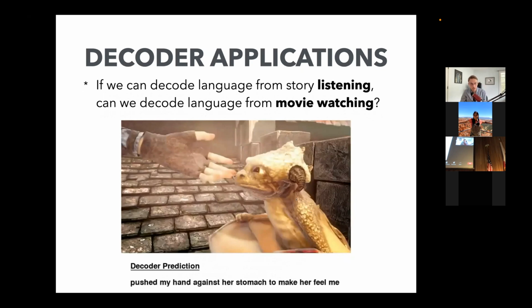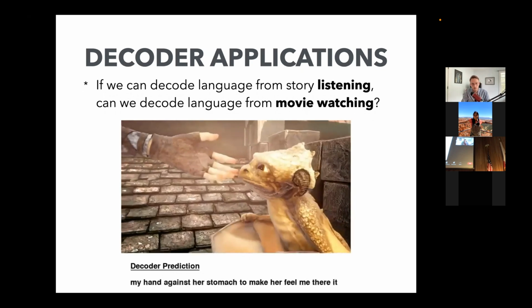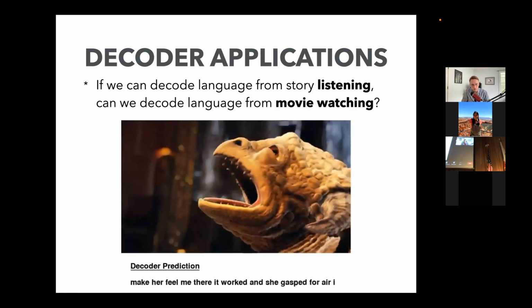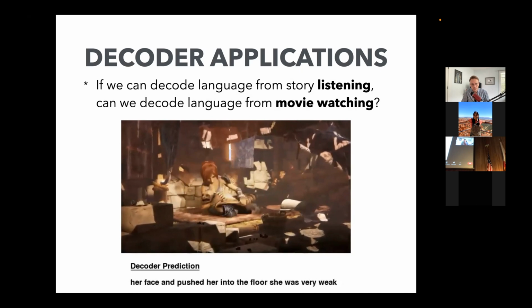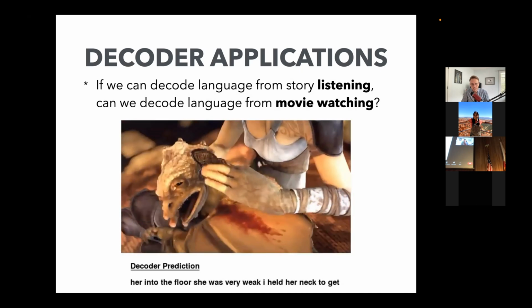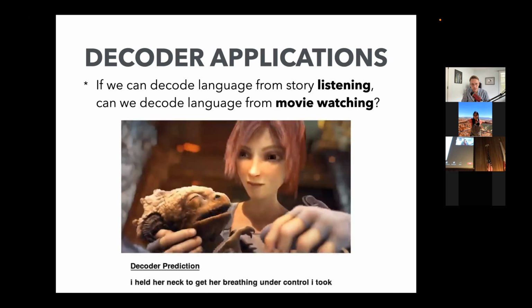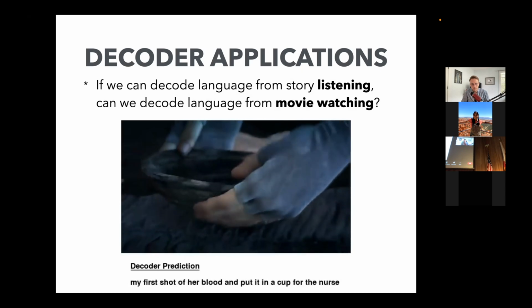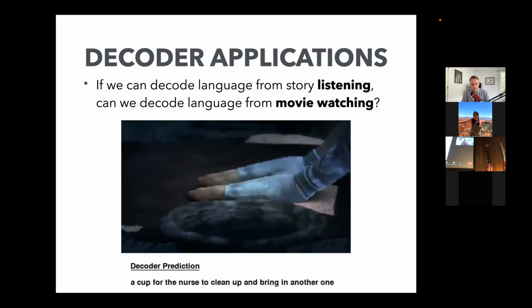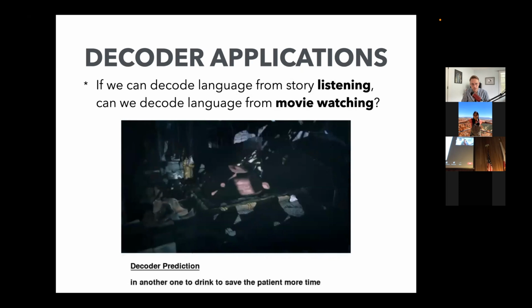So I'm going to show here a little snippet of a movie, and then at the bottom it's going to say the words that the decoder is predicting, and I'll try to read those out as well so you can hear them. So it says, push my hand against her stomach to make her feel me there. It worked. She gasped for air. I sat on her face and pushed her into the floor. She was very weak. I held her neck to get her breathing under control. I took my first shot of her blood and put it in a cup for the nurse to clean up and bring in another one to drink to save the patient more time in the ER.